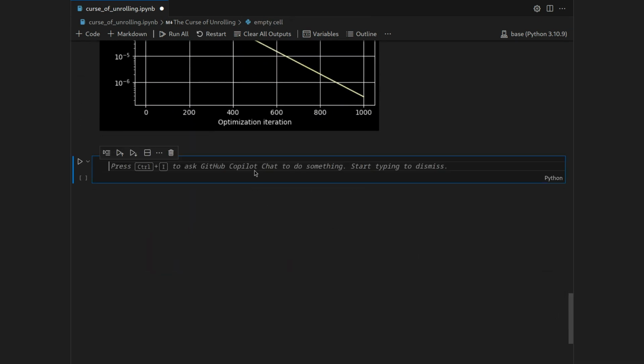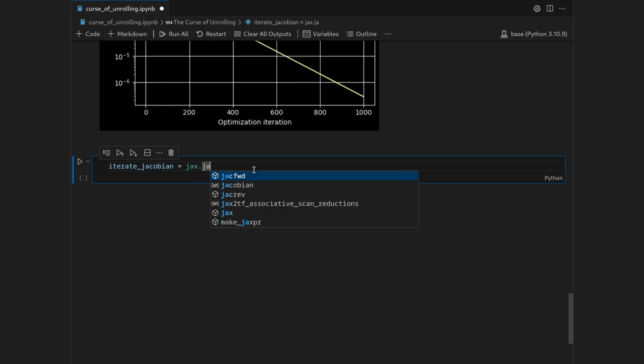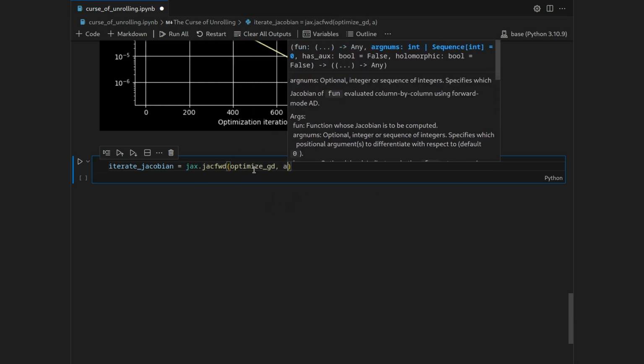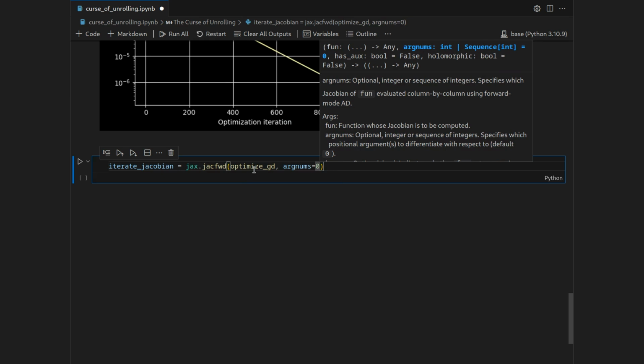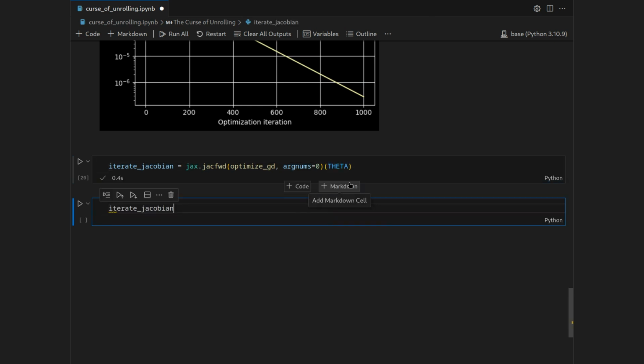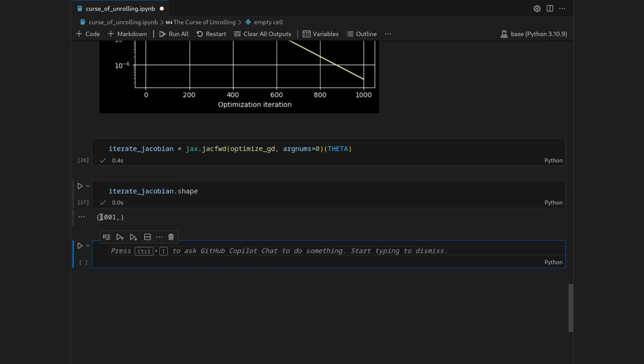So we can compute the iterate Jacobian. The iterate Jacobian is jac forward, for a Jacobian computed with forward mode automatic differentiation, on optimize gradient descent and argnums 0. It derives the procedure that solves the optimization problem with respect to the 0th argument, so with respect to theta, and then we evaluate it at the primal input theta. Let's take a look at its shape. So iterate Jacobian.shape here is also 1001 by 1.